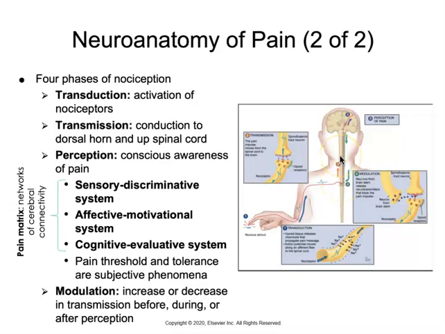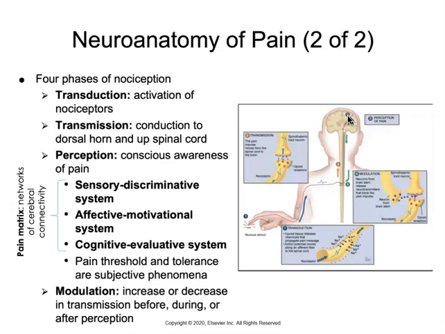So we're conducting those pain impulses along those A delta or C fibers into the dorsal horn of the spinal cord, and eventually we're heading up to the area of reticular formation, our hypothalamus, the thalamus, and our limbic system. And what we want to happen is perception, our conscious awareness of the pain. And we can use a couple different systems in order to do this. We create a pain matrix that's made up of these networks of our cerebral connectivity.